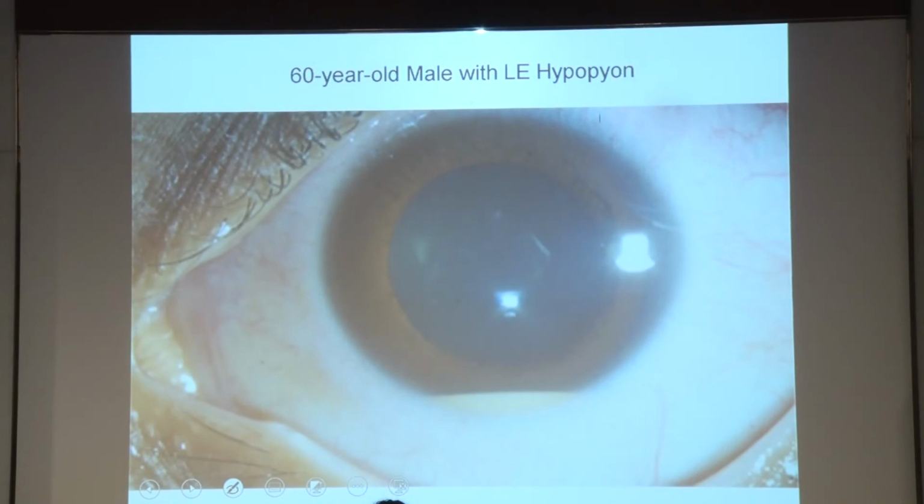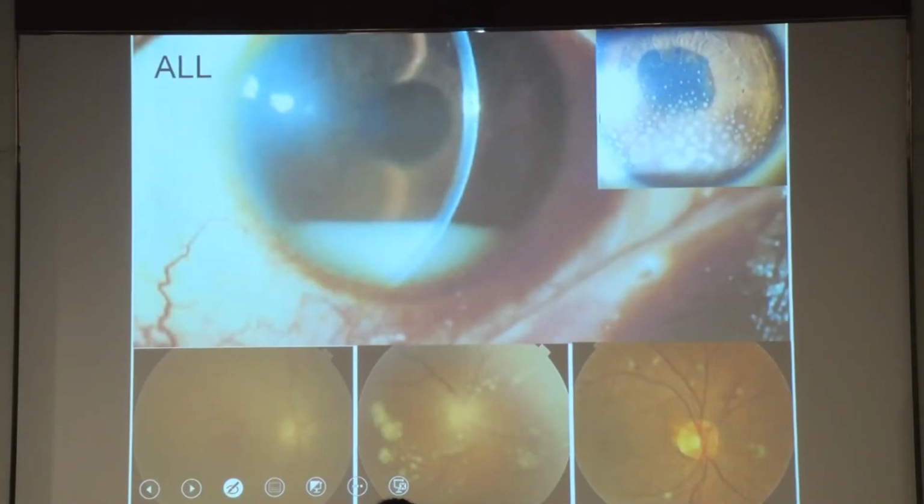Now this is a 60-year-old male with left eye hypopyon. He even has a fibrin membrane on the lens. But what is striking in this hypopyon? Or what is not there that you expect in a patient with hypopyon? White eye. So white eye hypopyon is something that is to be considered very significant for masquerade. So if this patient has no posterior synechia, he has white eye hypopyon, and that was ALL, lymphoma, sorry.